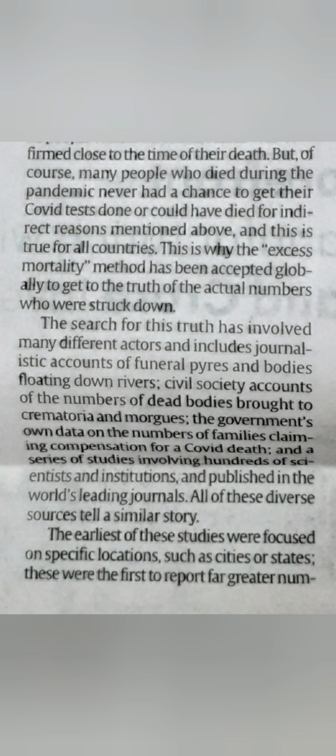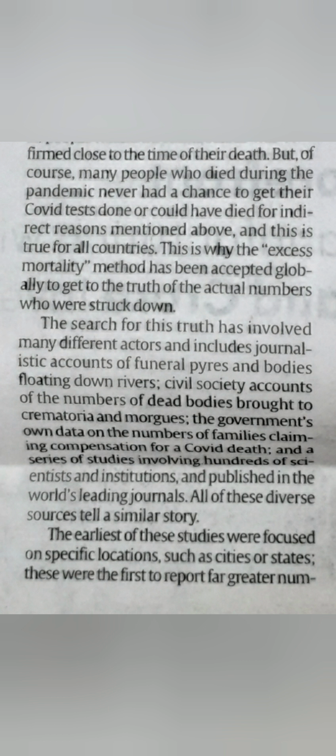The search for this truth has involved many different actors and includes journalistic accounts of funeral pyres and bodies floating down rivers, civil society accounts of the numbers of dead bodies brought to crematoria and morgues, the government's own data on the numbers of families claiming compensation for a COVID death, and a series of studies involving hundreds of scientists and institutions and published in the world's leading journals. All of these diverse sources tell a similar story.